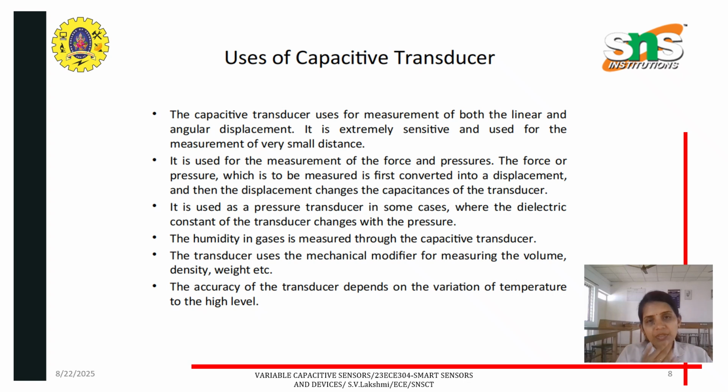And the applications, the uses of the capacitive transducer, are mainly for both linear and angular displacement, then for measurement of force and pressure. It is used as a pressure transducer in some cases where the dielectric constant changes with the pressure, and in gas sensing, where we can measure the humidity. Also, the accuracy depends upon the variation of the temperature at higher levels, so it is sensitive to temperature.